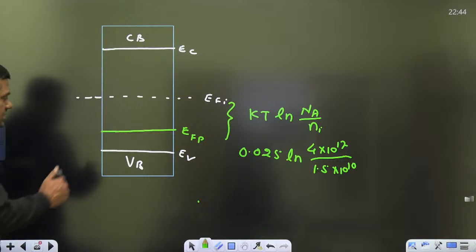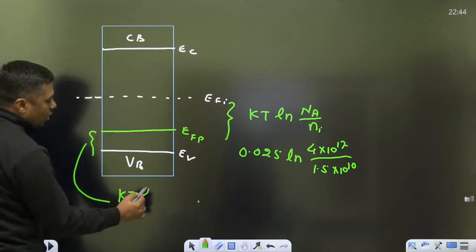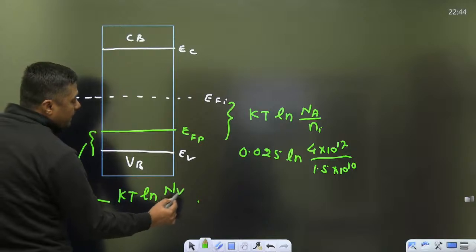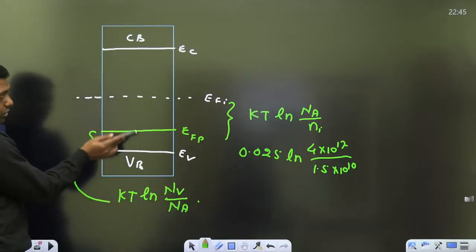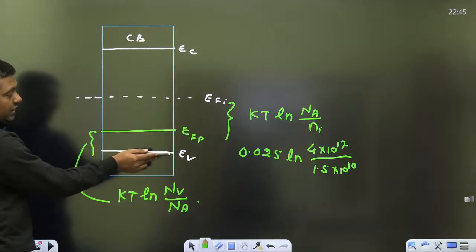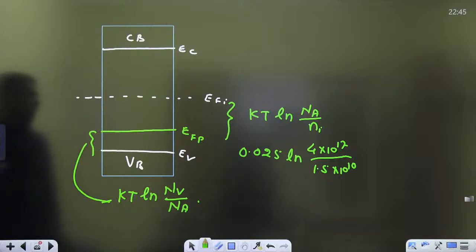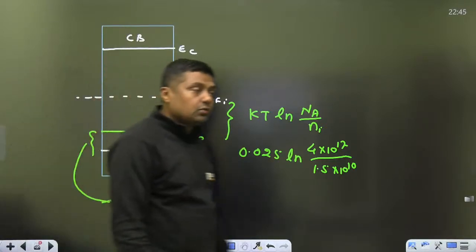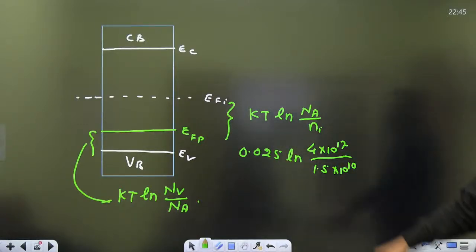Now, when this gap is required, that is given by what? kT log of Nv by Na. It is above the valence band, that is the highest energy level of the valence band. EFP minus EV is this value, kT log of Nv by Na. EFI minus EFP is that value. You have to calculate EFI minus EFP. Okay, be careful about that.